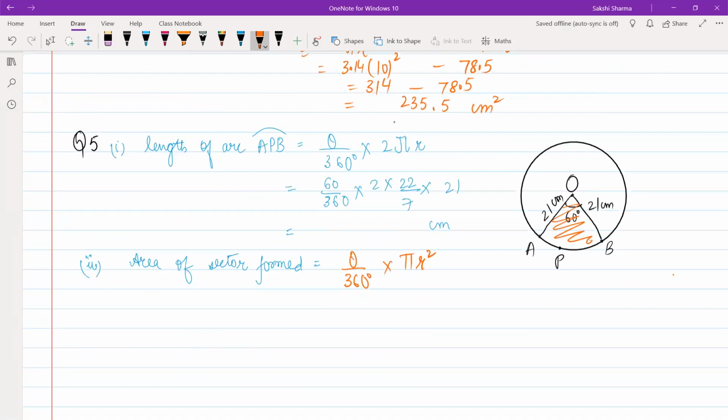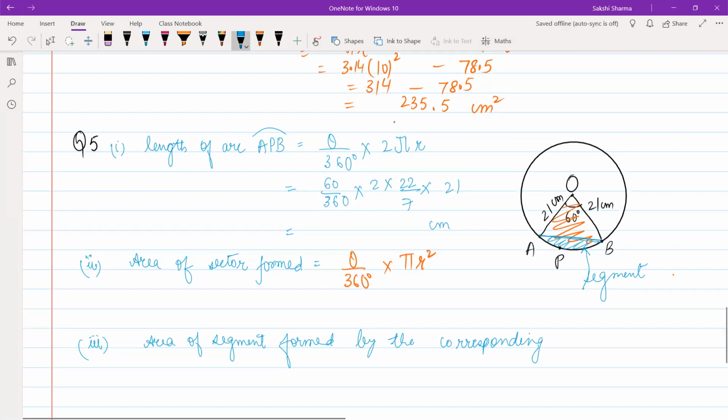And then the third part is to find out the area of the corresponding segment. Area of segment formed by the corresponding chord. So when they say corresponding chord, if you join the endpoints of the arc with each other, you get a chord. This is the chord of the circle. Now you want to find out the area of this segment. And this will be given by subtracting the area of the triangle from the area of the sector.